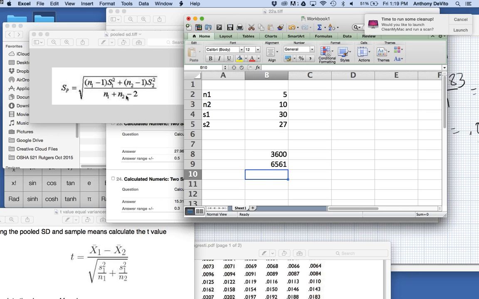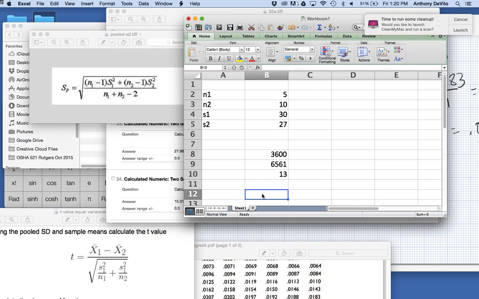Okay, so now, next thing I need to know is the denominator of this equation. Okay, and the denominator of this equation is equal to the two sample sizes added together minus 2. So in this case, it's 5 plus 10 minus 2. 15 minus 2 is 13. That's our sample size at the bottom.